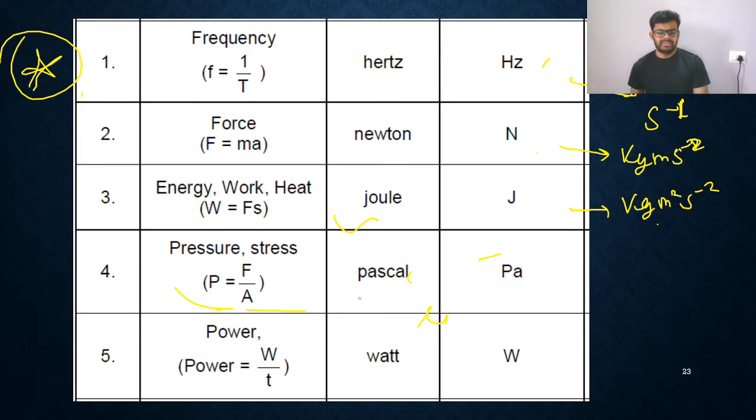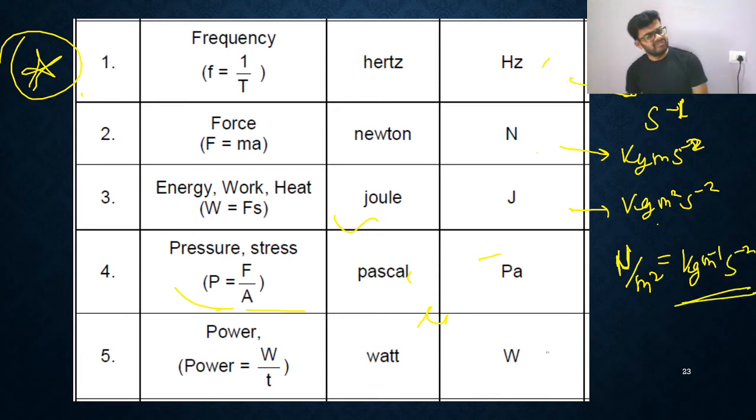Let's talk about pressure. Pressure is force divided by area. These formulas are written here: F is equal to ma, W is equal to Fs, force into displacement. Pressure is force by area. Force is Newton, divided by area in meter square. So Newton per meter square is called Pascal. And kg meter per second square divided by meter square gives kg meter inverse per second square. Like that you need to write in fundamental units. Generally the SI units are written in the questions, so you can easily solve it.